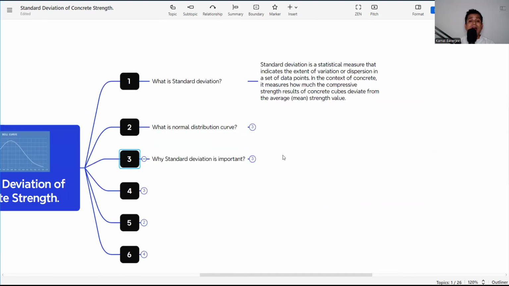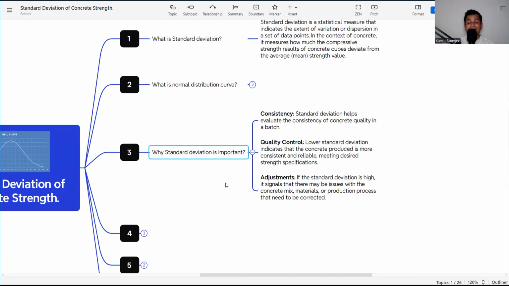Now, we need to know why this standard deviation is important. Already I discussed that if we are not discovering the standard deviation, then we cannot know consistency. Standard deviation helps evaluate the consistency of concrete quality in a batch. So suppose sometimes we are getting standard deviation 3, sometimes 4, sometimes 5. What does it mean? That means we are not consistent in preparing our mix or the concrete. So the only way to know the consistency of the concrete strength is to find the standard deviation.